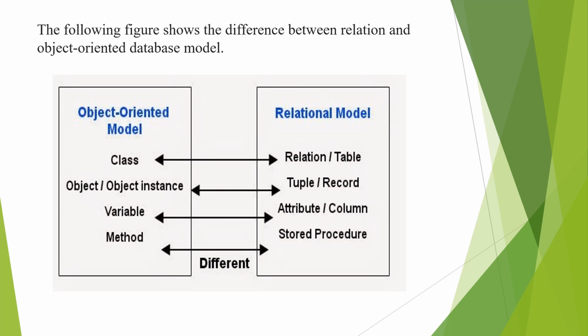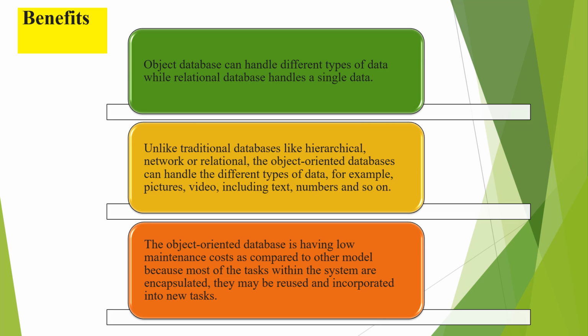Now if we are going to compare the object oriented model with the relational model, then we come to know that here in the object model the class is represented by a table in the relational model. The object or the object instances of the object-oriented model are represented by the tuple in the relational model. The variables are represented by the attributes in the relational model, and the method of the object-oriented model is represented by the stored procedures in the relational model. So this is the difference between these two models.